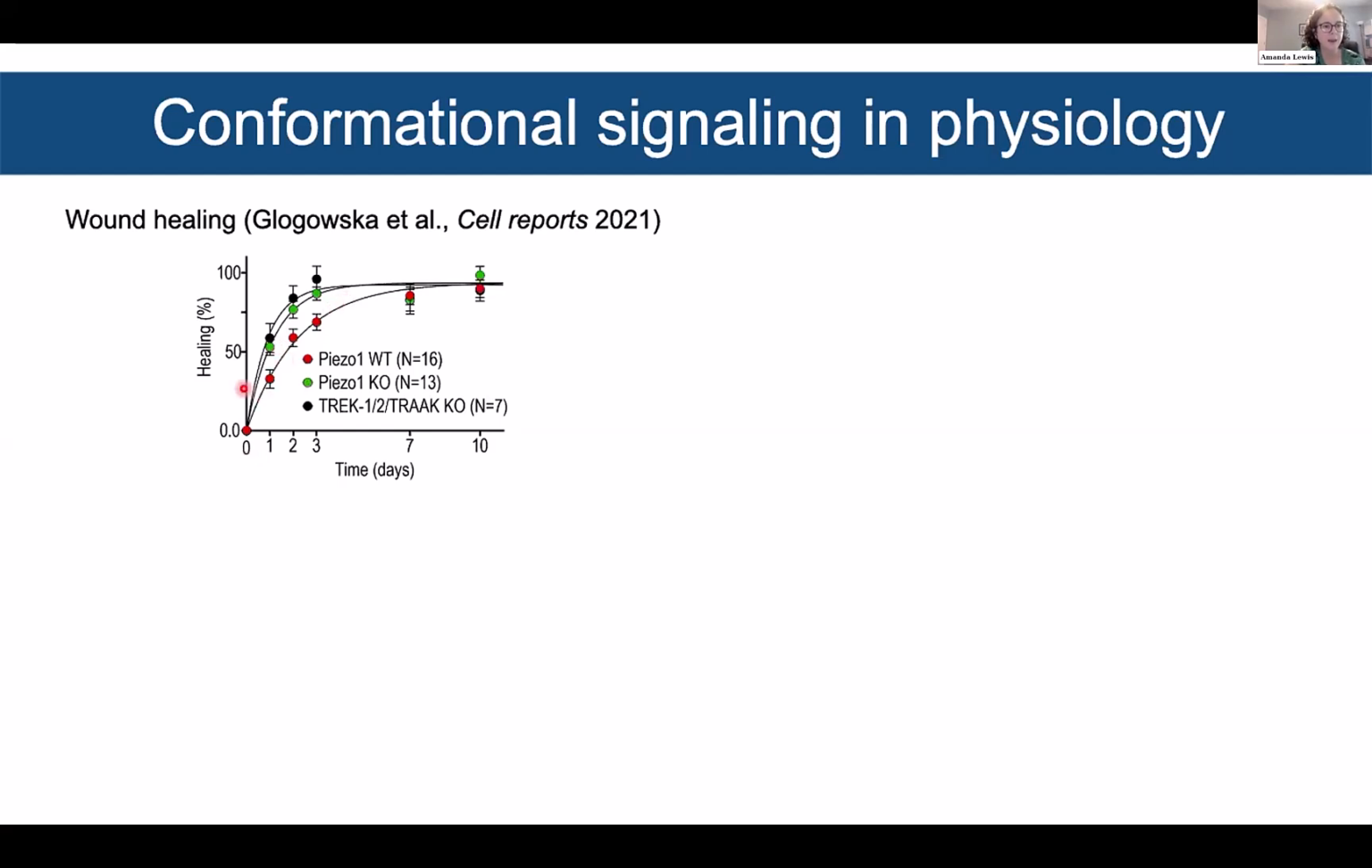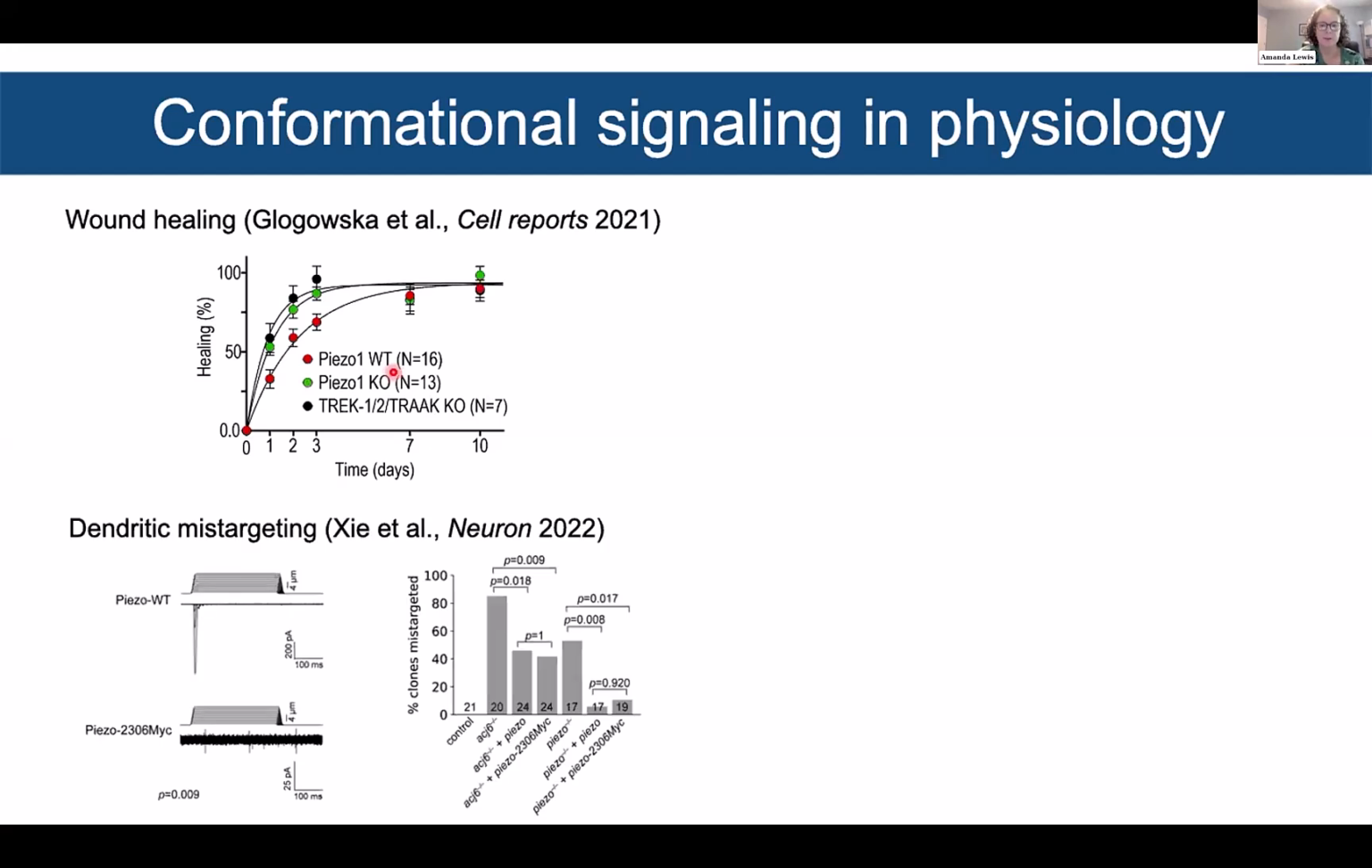And so here, if you compare a Piezo1 knockout mouse in green to a complete mechanosensitive K2P knockout in black, both have the same effect on wound healing, suggesting in physiology that these channels actually might work in concert on the same axis in this assay.